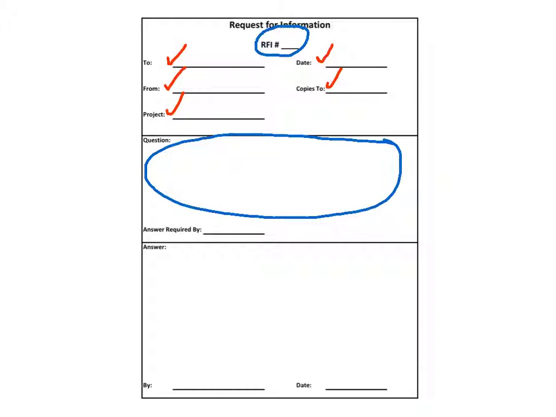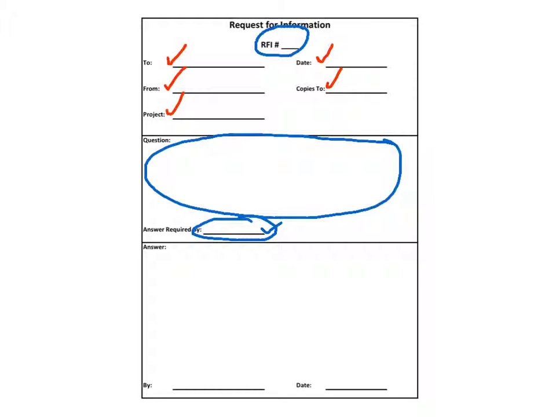Items commonly found in an RFI form, as with any correspondence, include who the RFI is to, who it's from, which project it's for, what the date of the RFI is, and who's going to get copies of it. In addition, an RFI form includes a place to assign a number to the RFI, number 1 through however many you end up with. There's also a space for the question to be asked, and a space to insert when the answer is required.